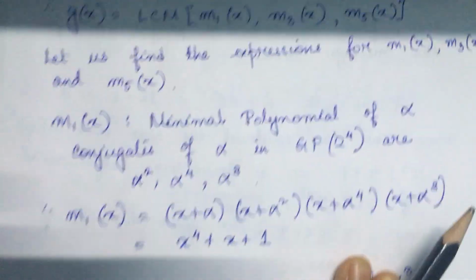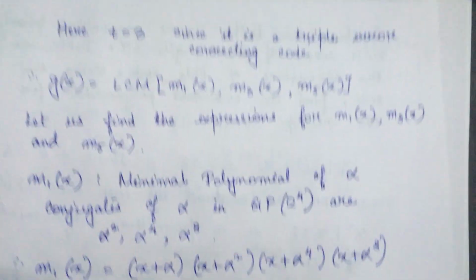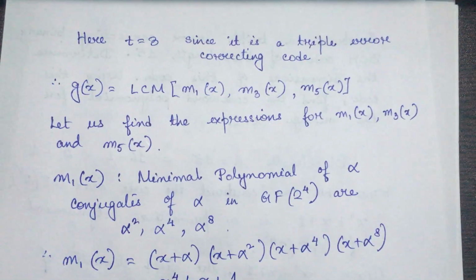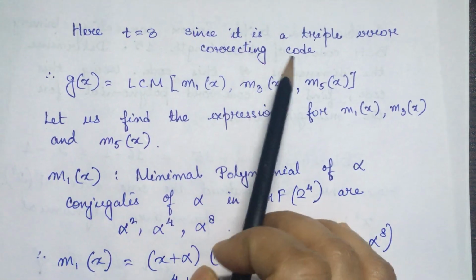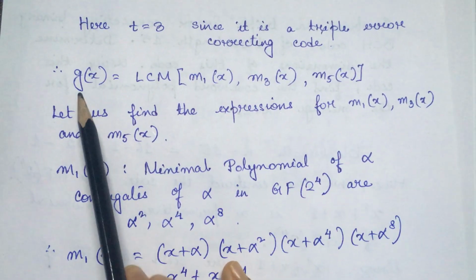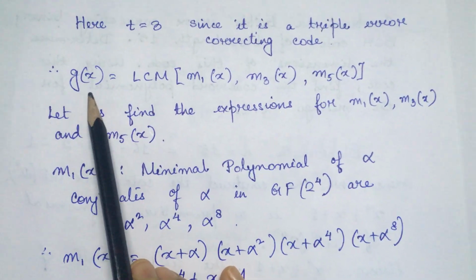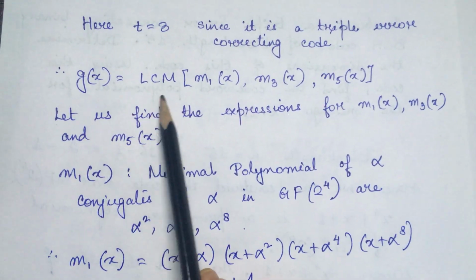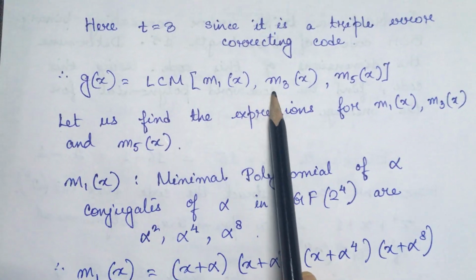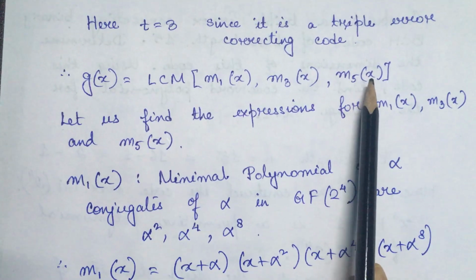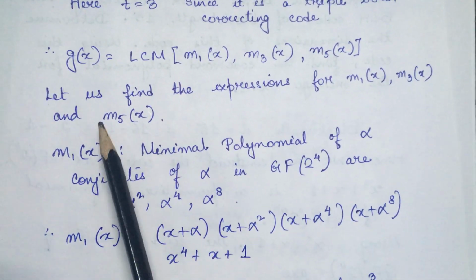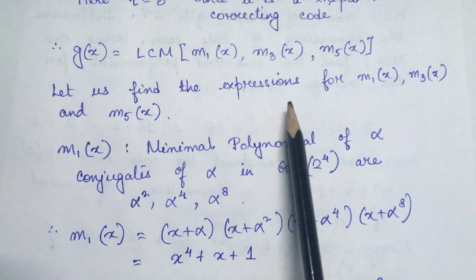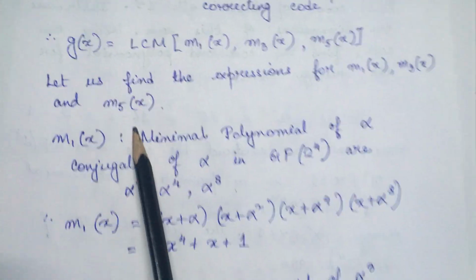So over here we have t equals 3, since it is a triple error correcting code. So the generator polynomial gx is going to be LCM of m1x, m3x, m5x, because 2t minus 1 over here is 5. So let us now find out the expressions for m1x, m3x, and m5x.